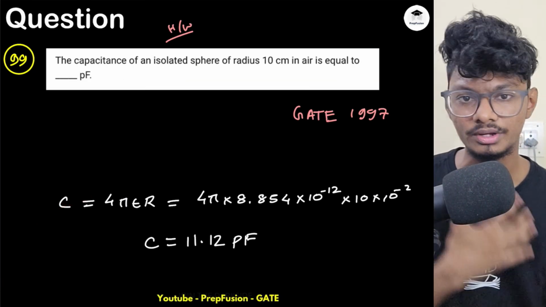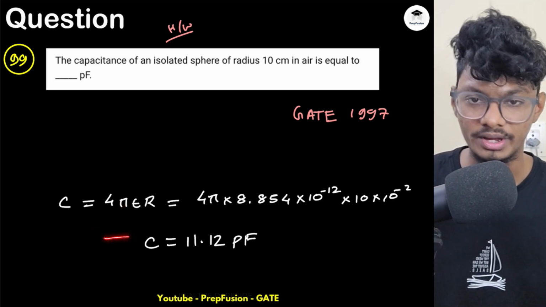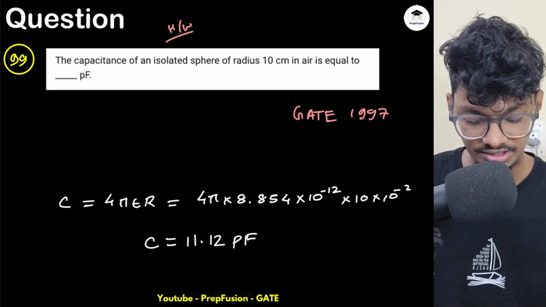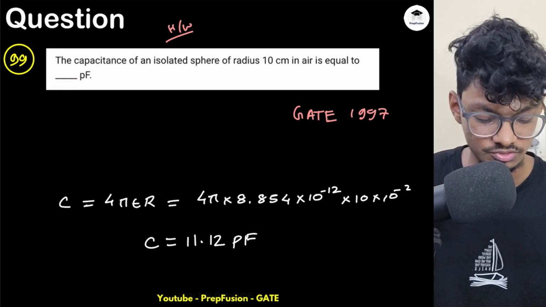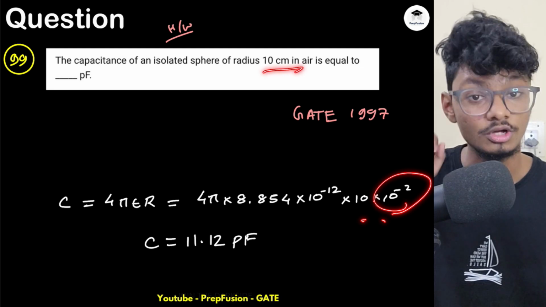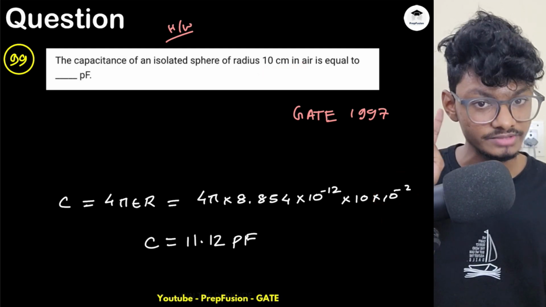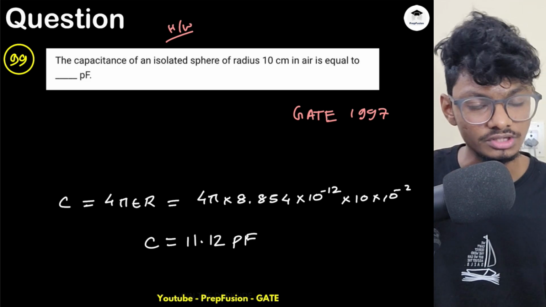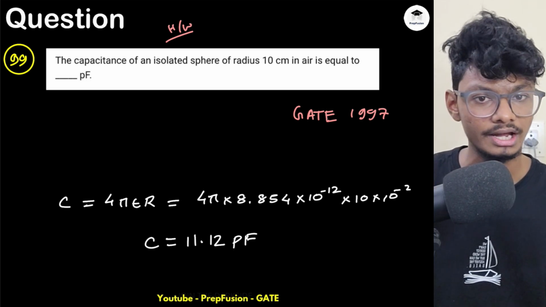It's good to remember. Okay, it takes you a very small amount of time and it's easier to remember as well. So 4 pi epsilon r, you put 4 pi and epsilon is, it's in air, so simply we'll use 8.854 into 10 to the power minus 12 into 10 into 10 to the power minus 2. So you have to take care of the units. What are the units? Convert everything to SI units. Sometimes I will tell you, you don't need to convert as well. Without converting the units also, you can get away and get to the right answer.